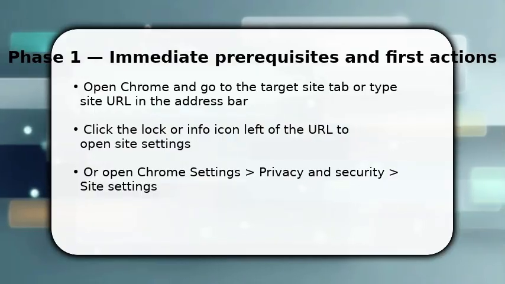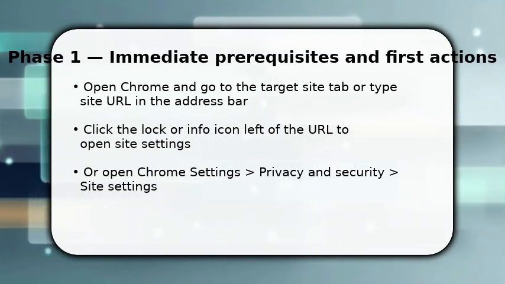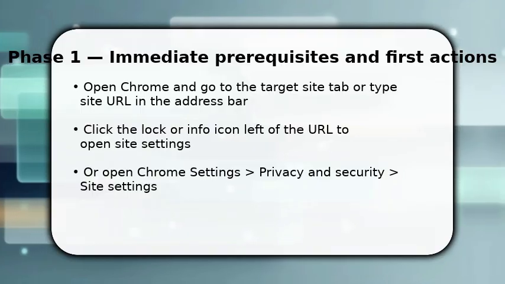You start by locating the site you want removed. Open Chrome and load that page. Once visible, click the lock or info icon at the left of the address bar to reveal permissions.